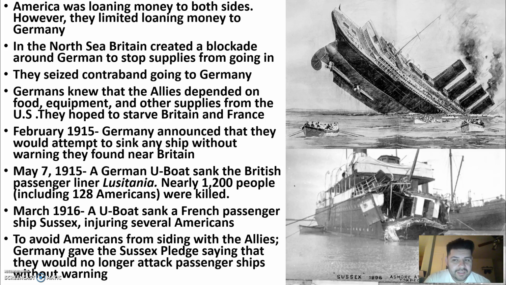Now, in the North Sea, Britain started creating a blockade around Germany to stop supplies from coming in: weapons, food, whatever. They'd stop the ships, inspect them, and if there was something useful going into Germany, they would take it. If there were weapons, they take them. If there was food, they take it. And again, the word contraband is stuff smuggled from one place to another. So now the British are trying to stop food and weapons and items that Germans could use against them.